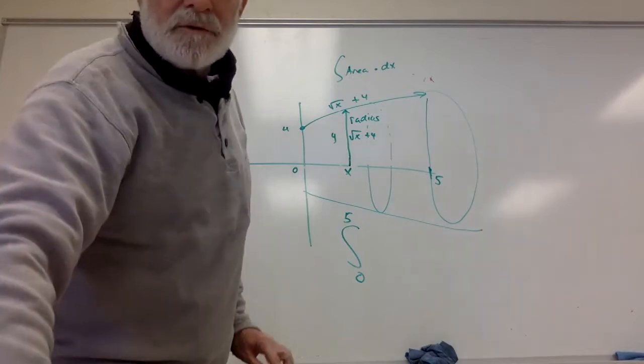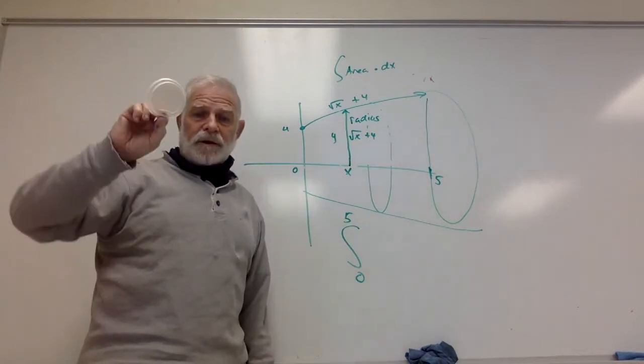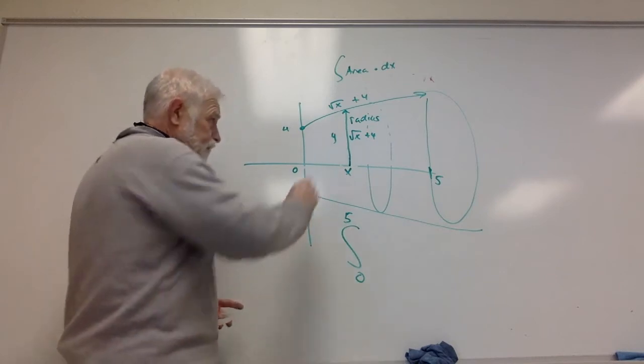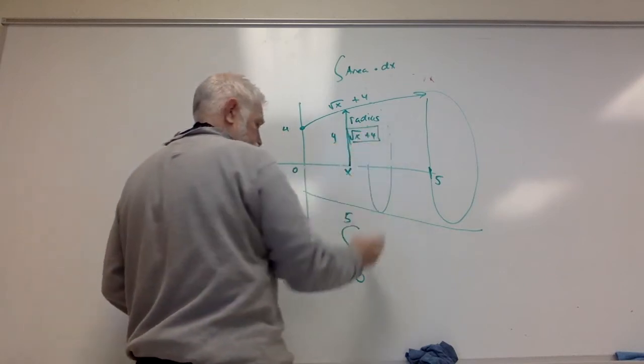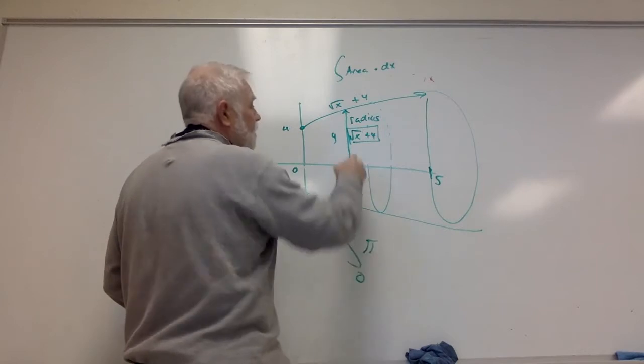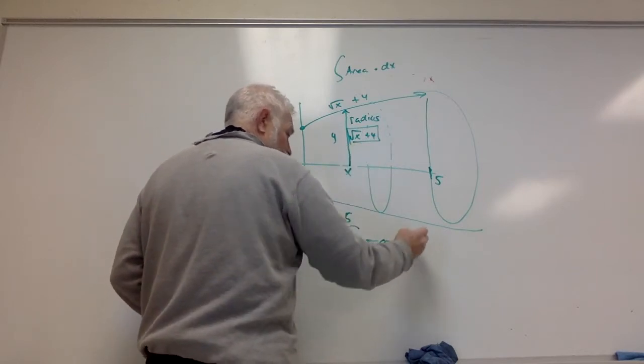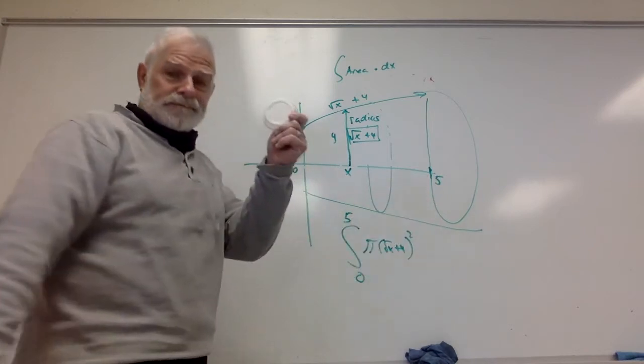Again, we have a geometric representation for the area of a circle. It's pi r squared. So all this is my r. So I have to do pi times the square root of x plus 4, squared. That's the area.